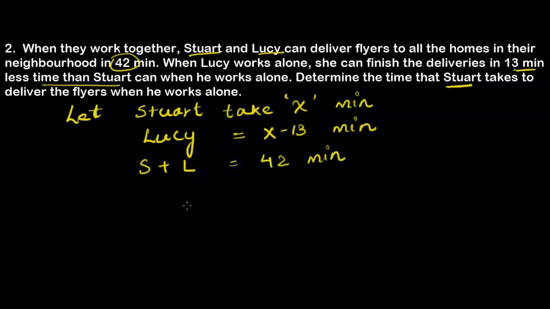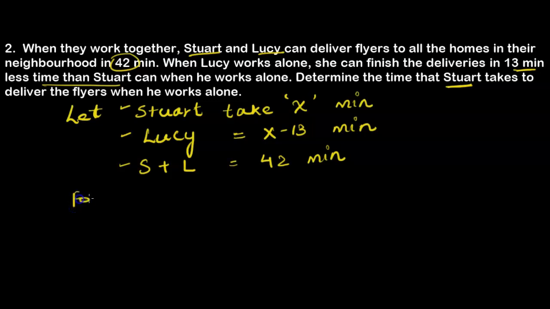Now to form an equation, because that is required in order to solve this question, we have to find out how much work is done by each of them, Stuart alone, Lucy alone, and Stuart and Lucy together in 1 minute. Because whenever we write an equation, the left side and the right side should describe the same thing. So let's see how to get to their 1 minute work.